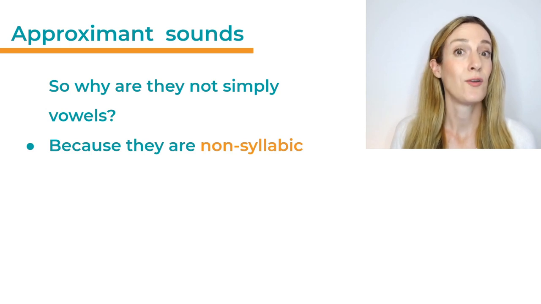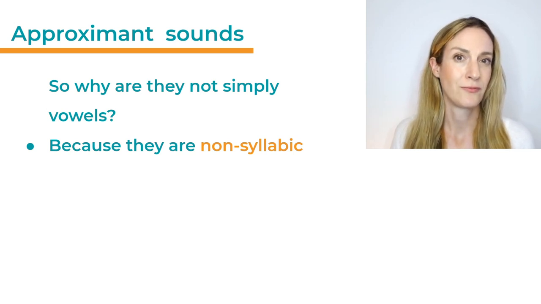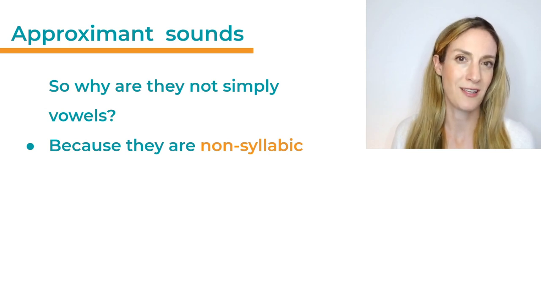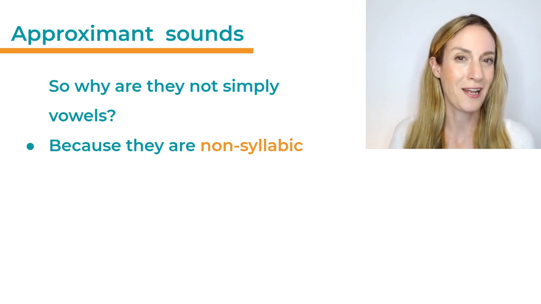Approximants are non-syllabic. Again, another technical word. Non-syllabic means that approximants cannot form the core of a syllable. Now maybe you remember that each syllable in English has to have one vowel sound at its core. Now, approximant sounds, W, Y, R, and L, they cannot behave like that. They cannot form the core of a syllable. So that's why they're only semi-vowels. They need another vowel there with them. They cannot really be on their own forming a syllable. That is what non-syllabic means.